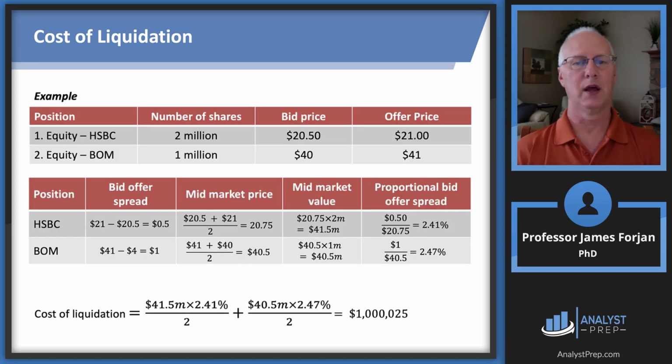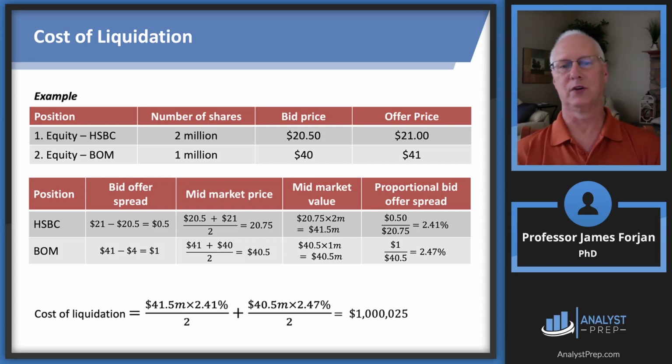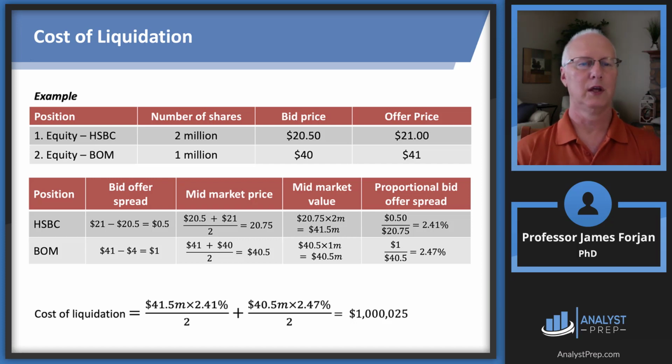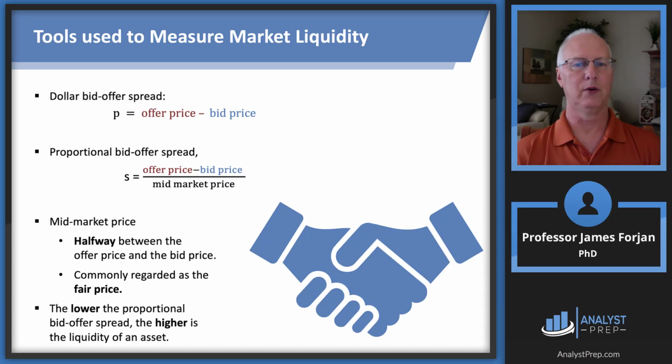And let me show you how that works here in an example. Let's suppose that we own 2 million shares in a Hong Kong financial institution, 1 million shares in a base metals company, and there are bid prices and offer prices over in the far right column. So we need to do just some quick math.